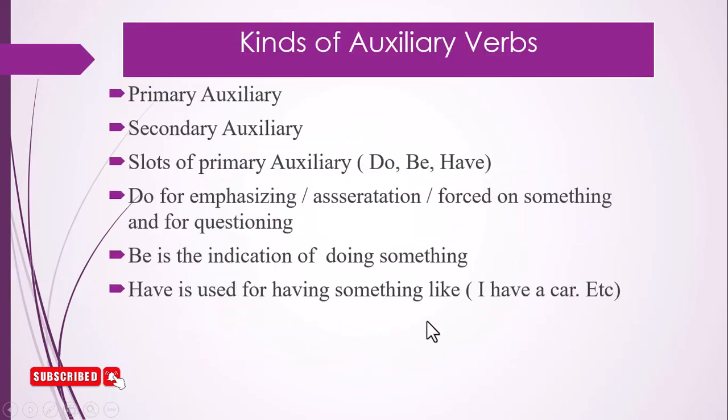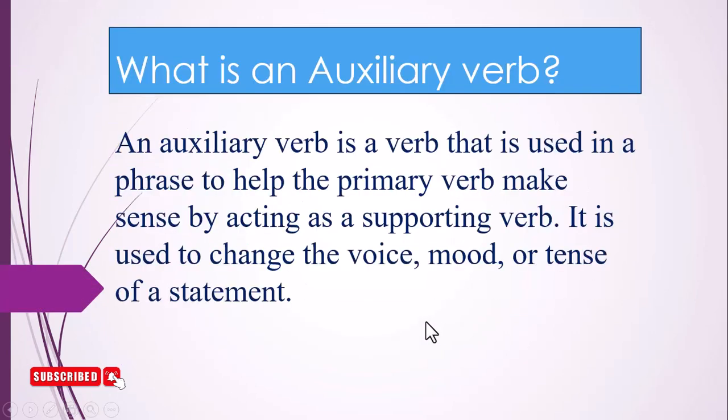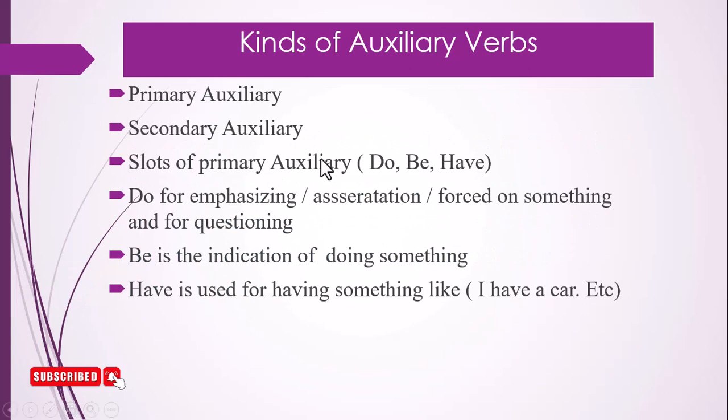So let's start. The auxiliary verbs are basically secondary auxiliaries and primary auxiliaries. We can say that be, do, and have are the three categories of auxiliary verbs.